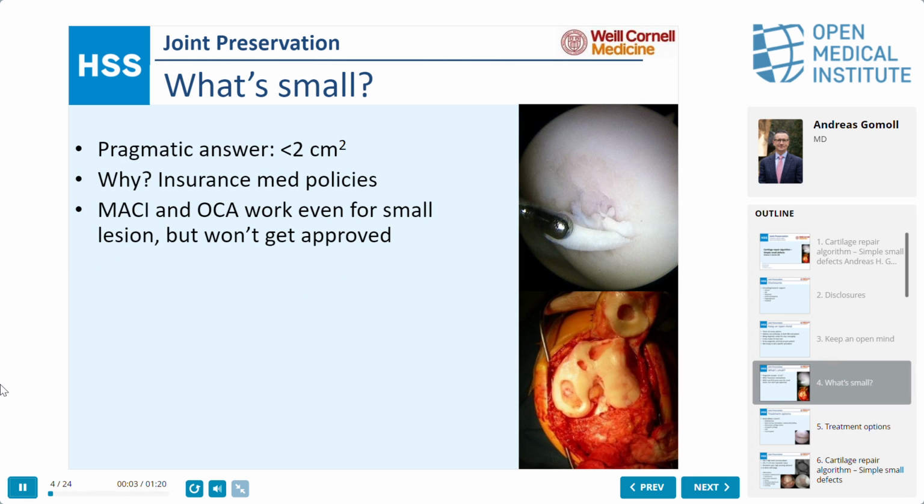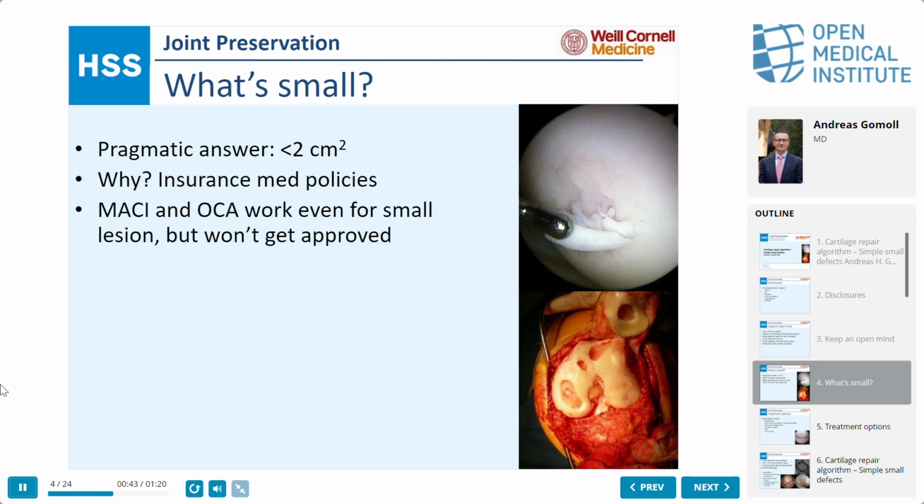So what is small? In the US, at least, there's an easy answer to that. Anything less than 2 square centimeters is small. There's nothing magical about this 2 square centimeters, and that's why I say in the US the answer is easy. Our insurance companies consider 2 square centimeters as the threshold above which they actually pay for the bigger procedures, the osteochondral allografts, the ACI. Anything less than 2 square centimeters, they will say, we don't pay for this. You can do little things that are cheap, but you can't do the expensive things. That's why when I talk about these, I usually group them at 2 square centimeters.